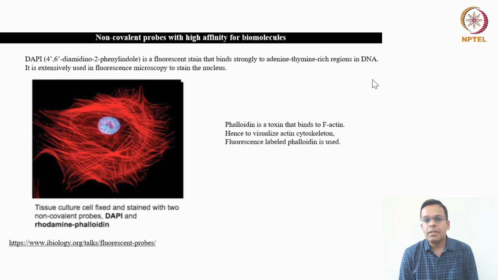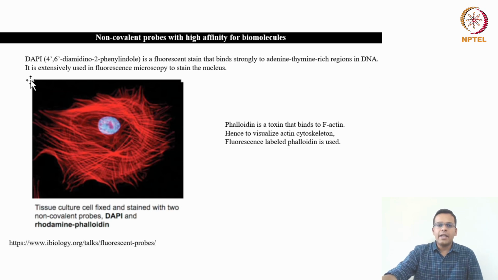Then there are several non-covalent probes available commercially with high affinity for biomolecules. So let's say there is a dye known as DAPI. The full form of DAPI is 4,6-diamidino 2-phenyl indole. Okay, so it's a fluorescent stain that binds strongly to adenine thymine rich regions in DNA. It is extensively used in fluorescence microscopy to stain the nucleus.